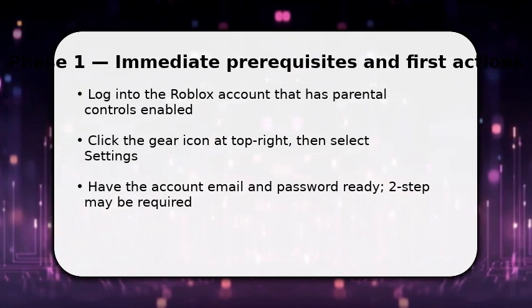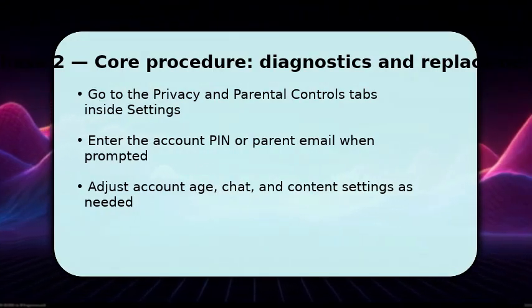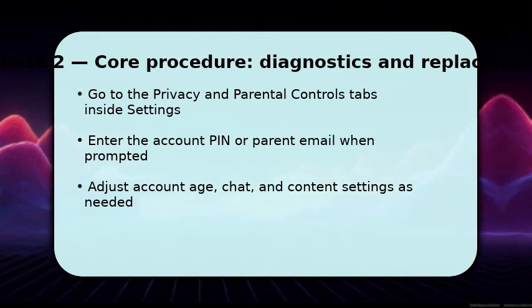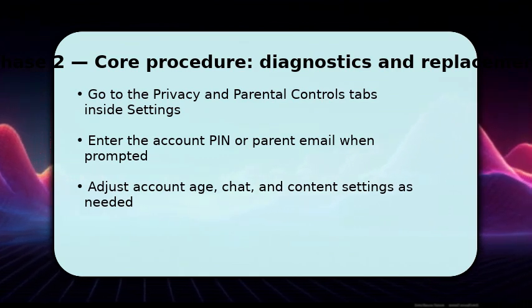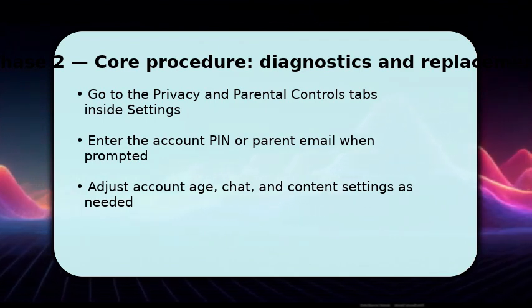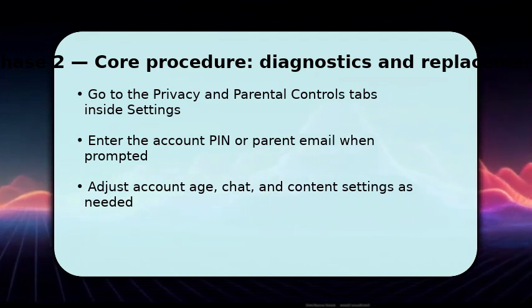Once in Settings, switch to Privacy, then Parental Controls because that's where controls live. You might be prompted for the 4-digit PIN or the parent email confirmation. Enter it to proceed. Now review age settings, chat filters, and ability to join games. Change each toggle to the desired level. Make clear choices. Lowering restrictions opens features, while tightening them blocks content.